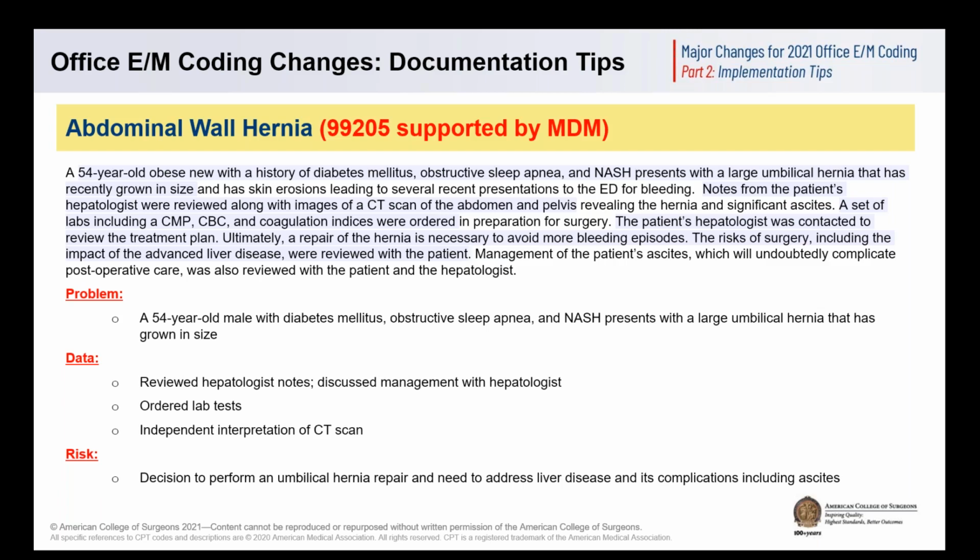So if you look at the problem, we have a 54-year-old individual with a number of health problems, including liver disease with ascites. The surgeon performed a number of data analyses, including review of notes, interpretation of a CT scan, and ordered some laboratory tests. And then we know that a hernia repair is going to be necessary, but the patient's specific health problem, advanced liver disease with ascites, is going to make it more difficult. Next slide.